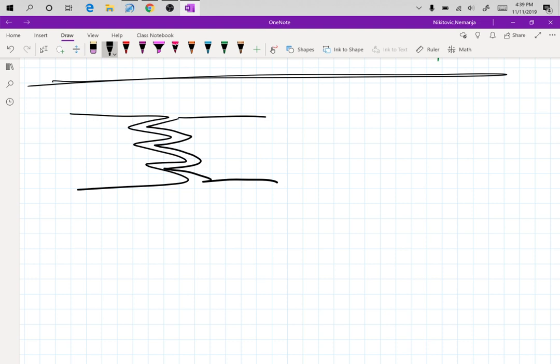Anyone? Yes? Tick tock, tick tock. Little gaps in the rails. Yes, the gaps in rails.